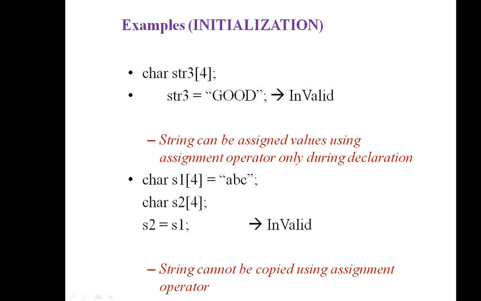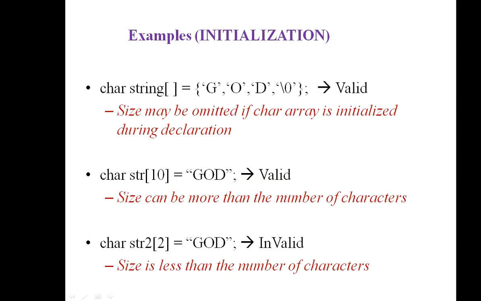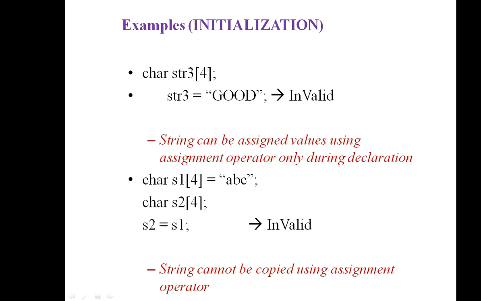Okay. And we are giving char str3 of 4, and str3 equal to "good". It is an invalid statement, but it was valid in the previous statement, right? Why is it invalid? Either I can do initialization with the declaration itself, or I should go with the other formats for initializing it.